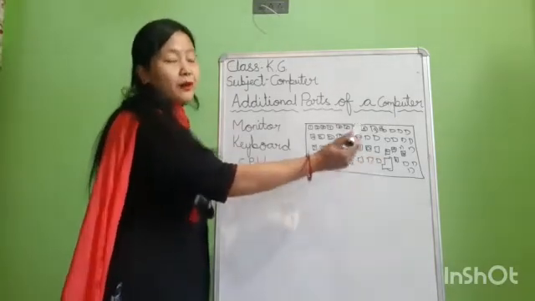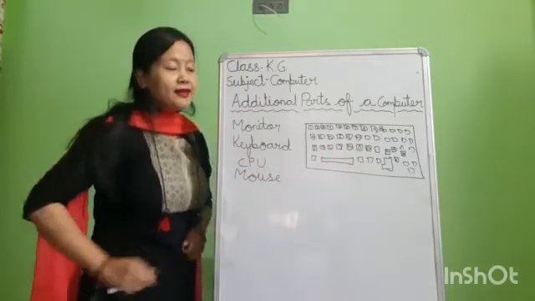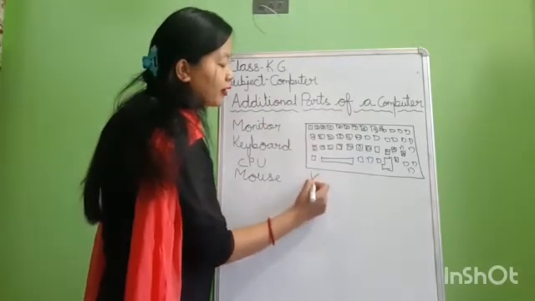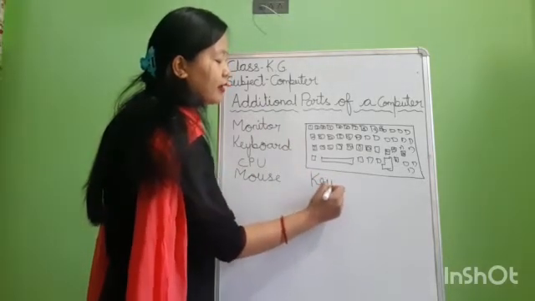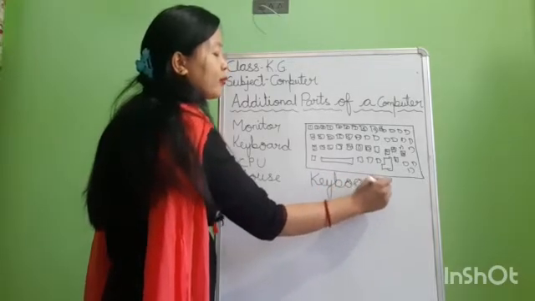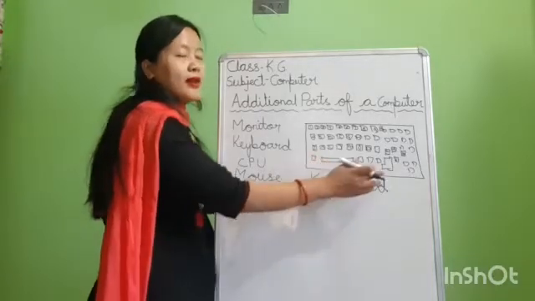Now children, look at the board and identify this part of the computer. Very good children. This is keyboard. Spelling of keyboard: K-E-Y, key, B-O-A-R-D, board, keyboard. So children, this is keyboard.